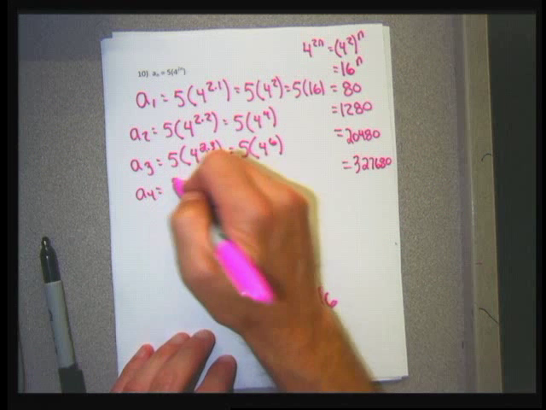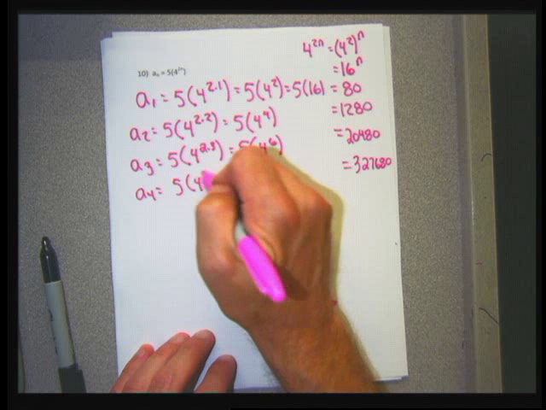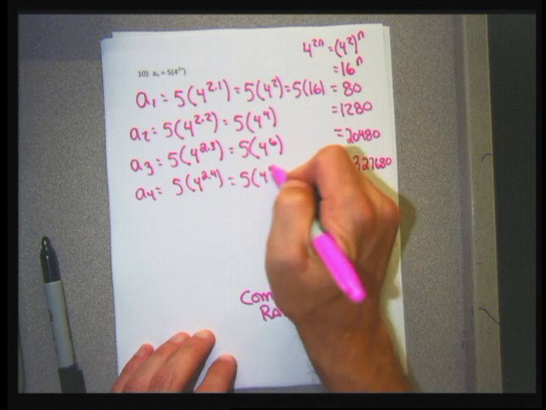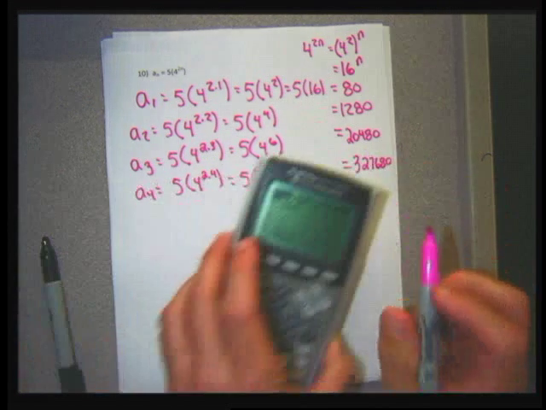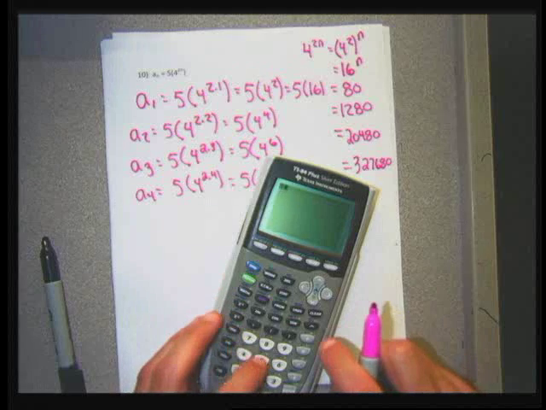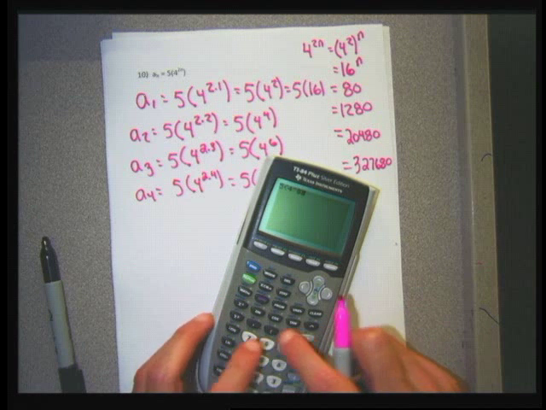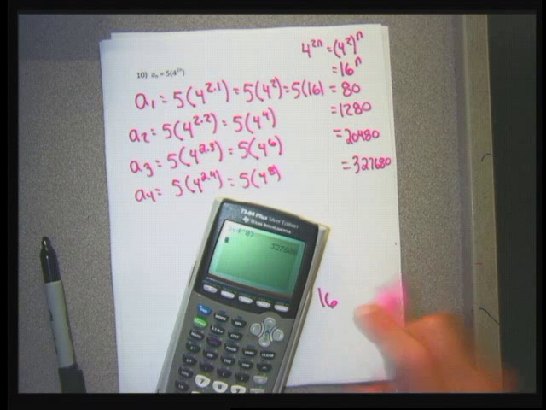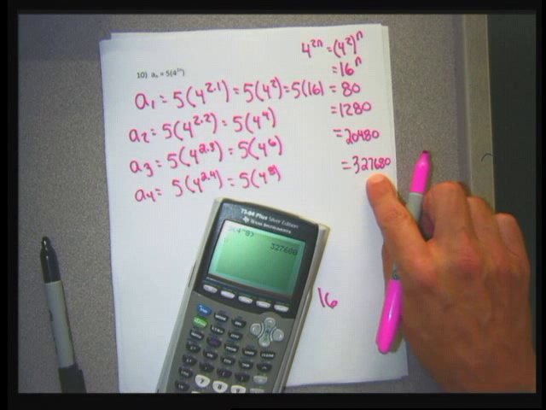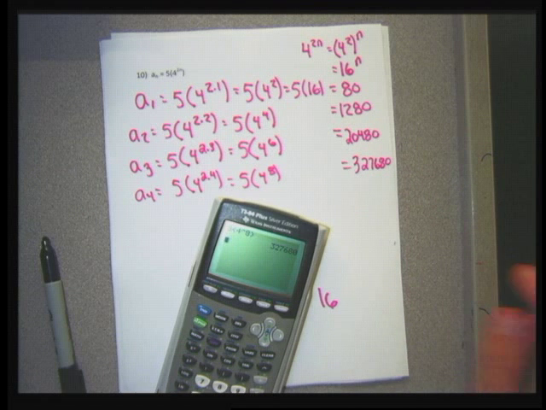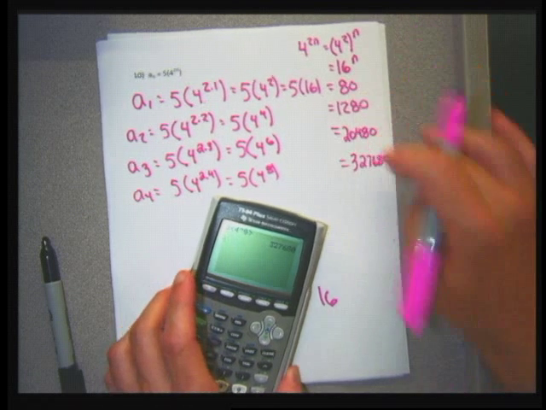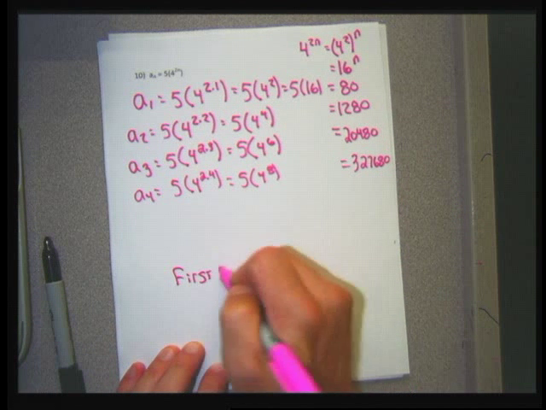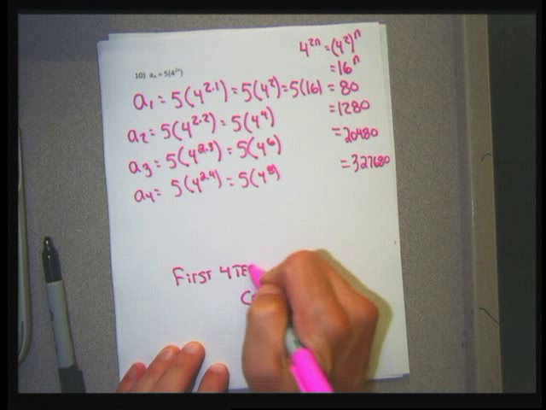A sub 4 equals 5 times 4 to the 2 times 4th power, which is 5 times 4 to the 8th power. And let me do 5 times 4 to the 8th power. 5 parentheses, 4 up arrow 8 parentheses. And when I do 5 times 4 to the 8th power, I get 327,680. So the common ratio is indeed 16, because to get from one term to the next, you have to multiply by 16.